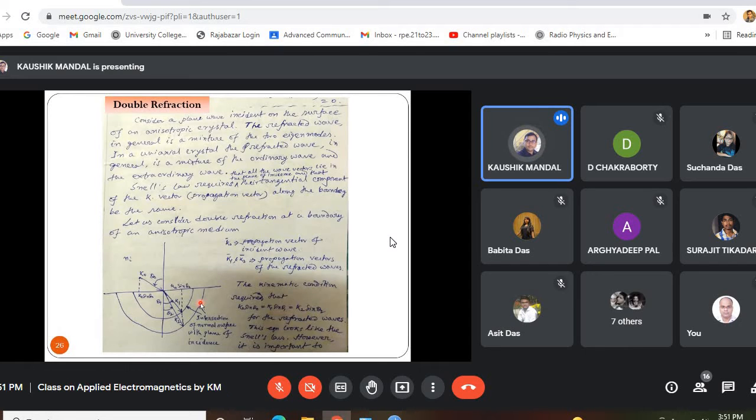This point is clear. If the two concentric surfaces that we are considering are spheres, then k1 and k2 are constant. But if the corresponding surfaces are ellipsoids, then what about this k value? That k value is no longer constant, rather it will depend on the direction of propagation.